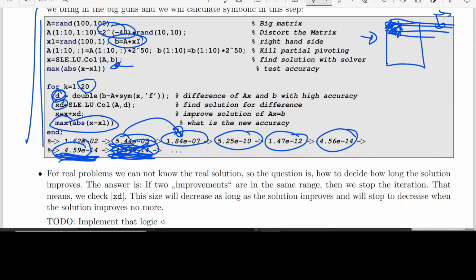Okay, this was an interesting idea. When I first heard of it, I was a little bit confused, because I had not expected that we can improve a solution by applying the same algorithm again. But it really works. That has to do with more or less taking the first digits out of the calculations, and then we can focus on the last digits. That's more or less the principal idea behind that concept. Okay, this was our video about iterative refinement.